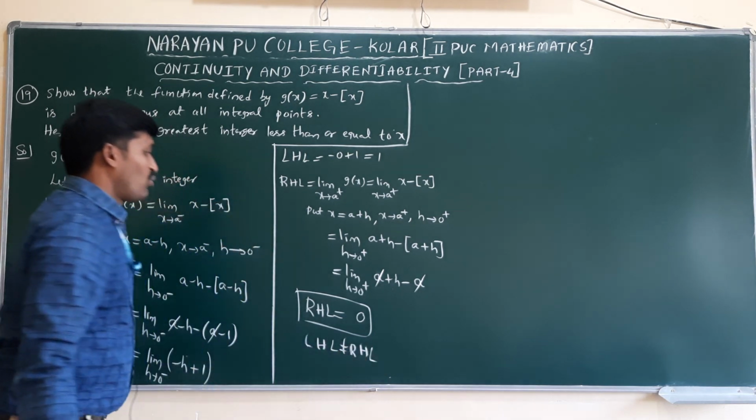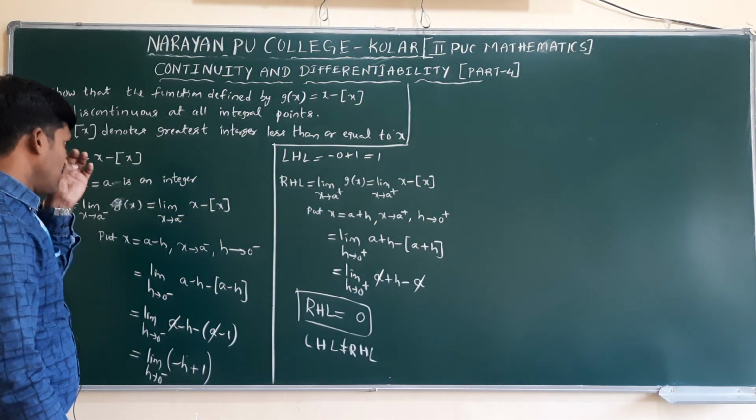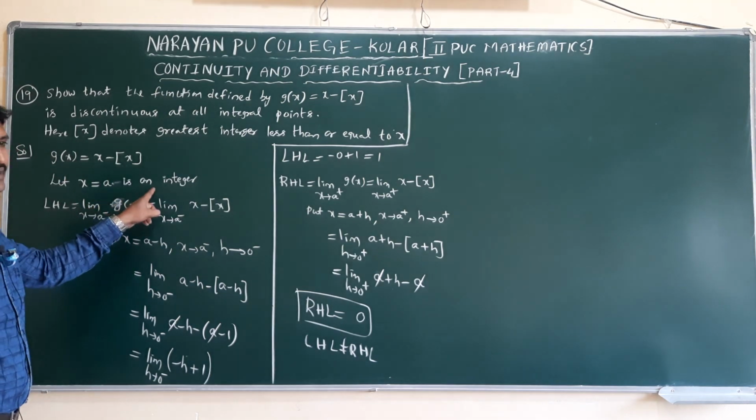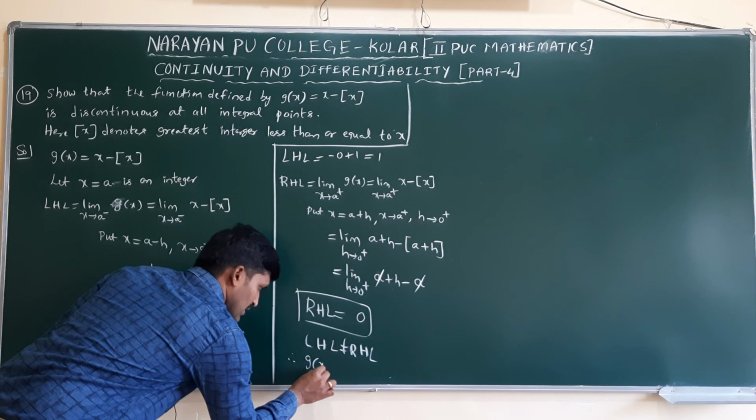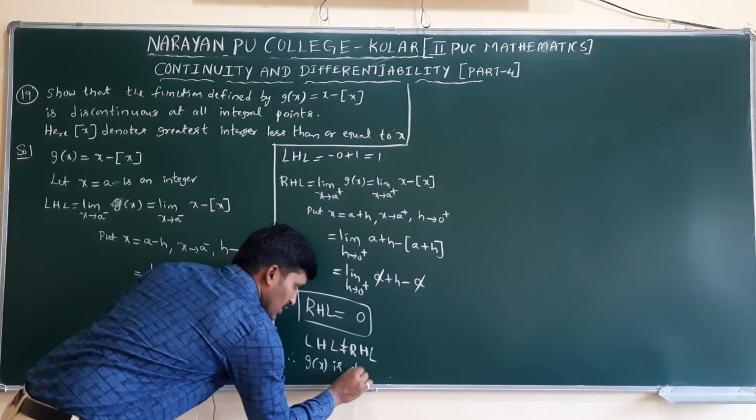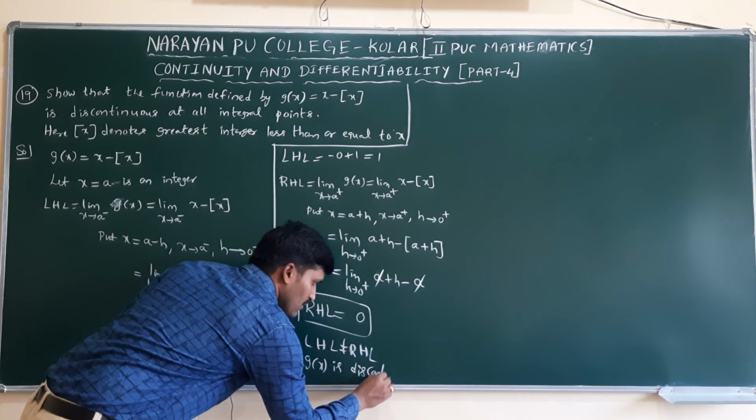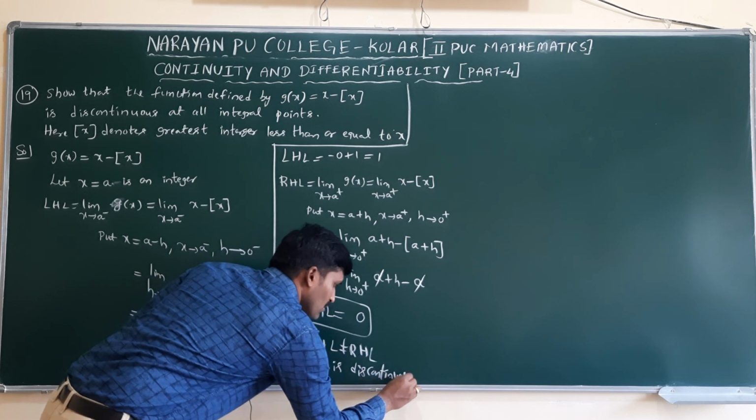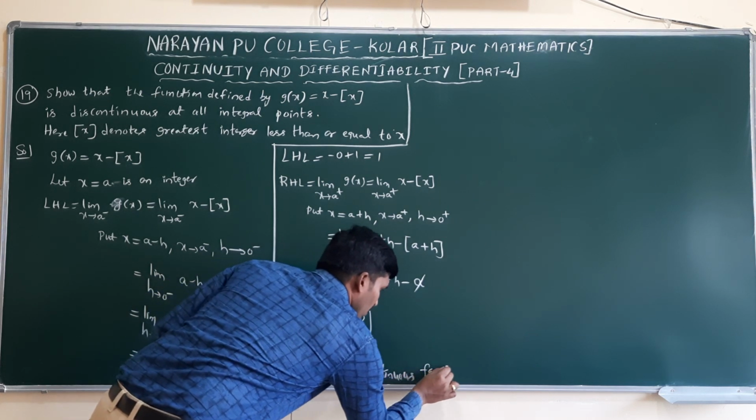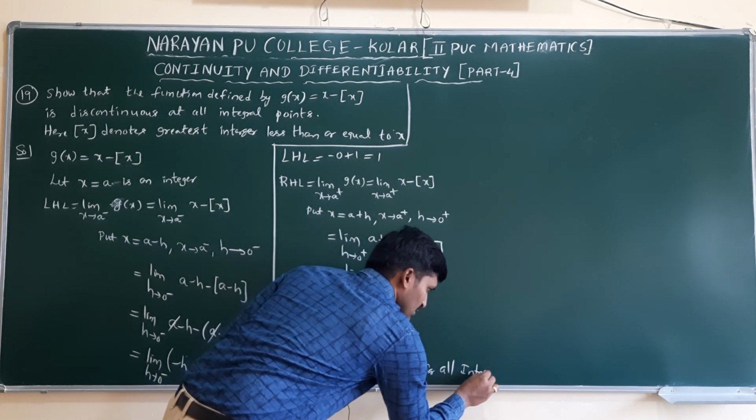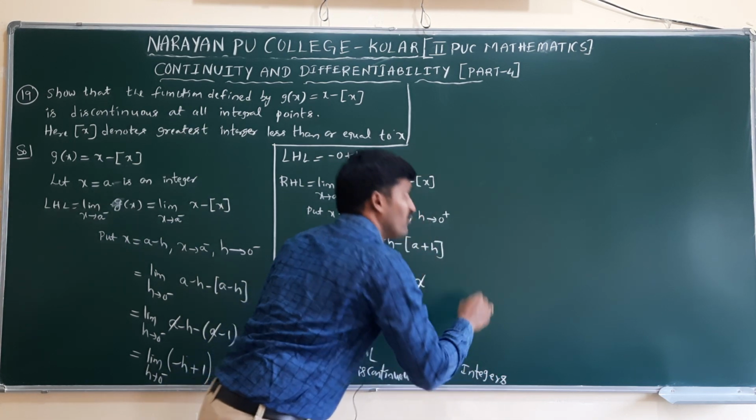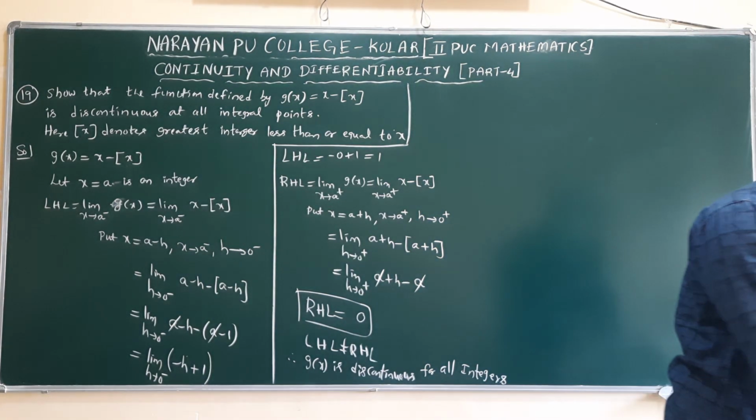RHL. Now, at what point did we get not continuous, or discontinuous? At an integer. Therefore g of x is discontinuous for all integral values, or integers we can take, for all integers.